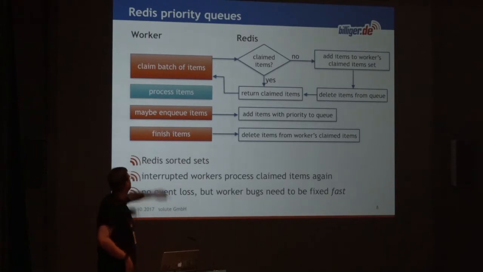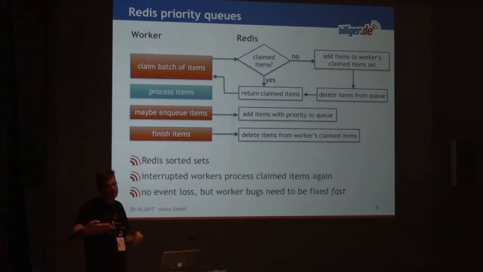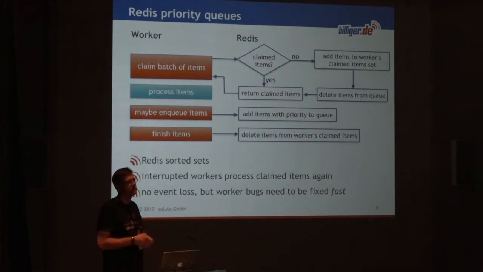Okay, and the rest of the operations are very easy, because if we want to enqueue something, we add it to this sorted set that we use to represent the queue. And if we want to finish it, we just need to delete the item from the worker's claimed items until the claimed items are empty. So that's basically how the whole queuing is built. Pretty simple, and by that, fairly robust.